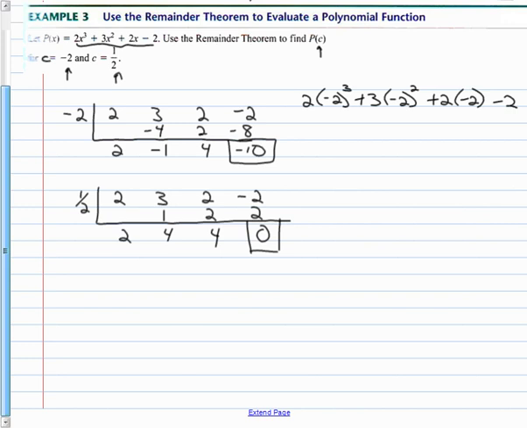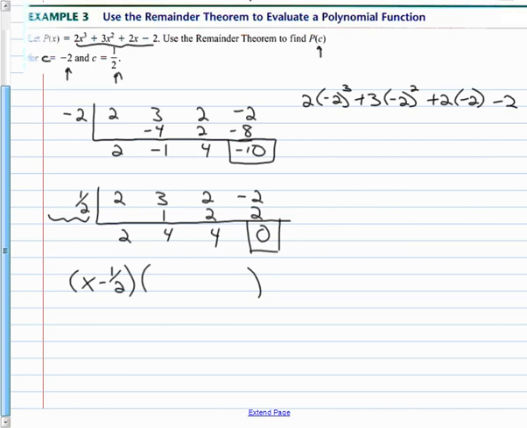0 is the answer I get if I substitute a 1/2. A remainder of 0 tells me if I have a factor. If 1/2 works, it gives me a remainder of 0. What it really means is x minus 1/2 is one of the factors of that polynomial.